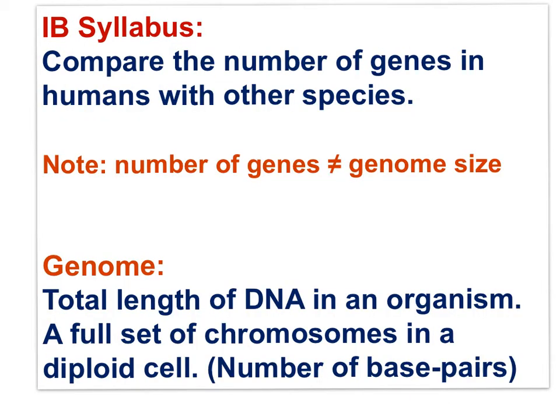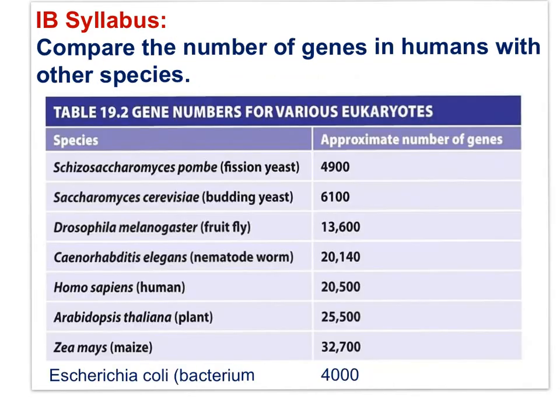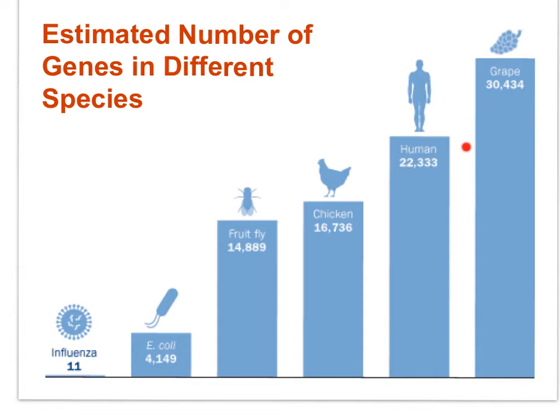And another related statement. Compare the number of genes in humans with other species. Keep in mind that the number of genes does not equal the genome size. Here we can compare the number of genes in various species. We can see that humans have a similar number of genes to a roundworm, but humans have more genes than yeasts or bacteria. But humans have fewer genes than Zea mays, corn. Humans are estimated to have just over 20,000 genes.